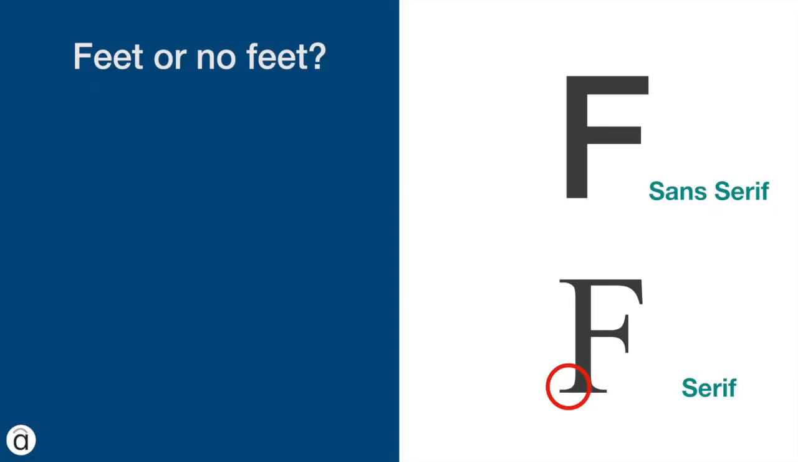So feet or no feet, that's the big question. There are two types of font: sans serif, where sans means without feet, and serif, which are the fonts with feet. What do I mean? If you look at the red circle on the bottom F letter, it's got feet, and the top one hasn't. There's a real difference between the two, as far as I'm concerned, for web applications: fonts with feet are more difficult to read on screen, full stop.